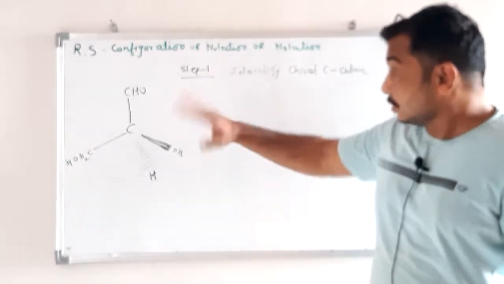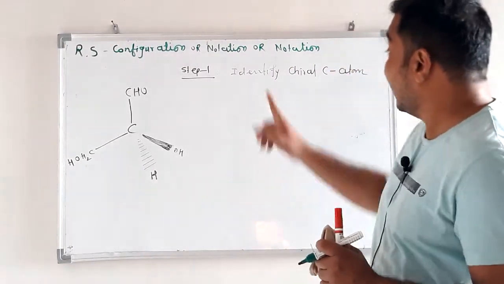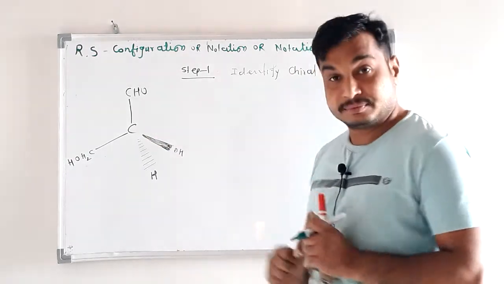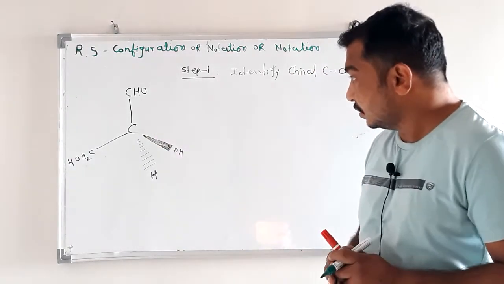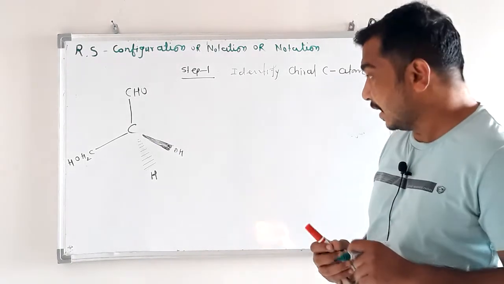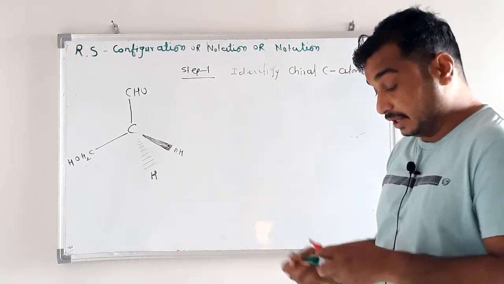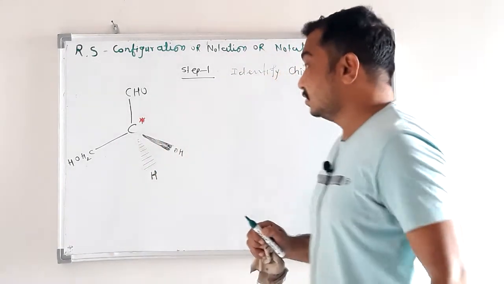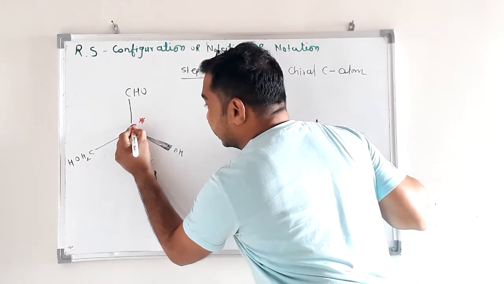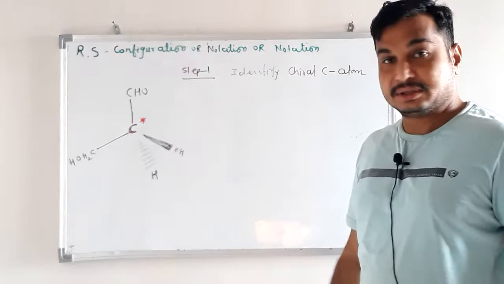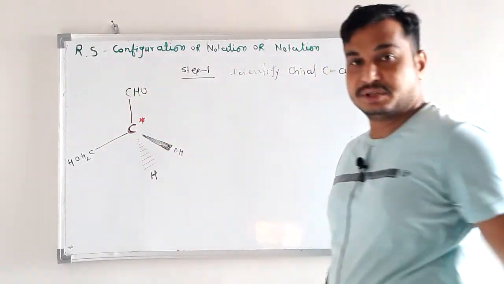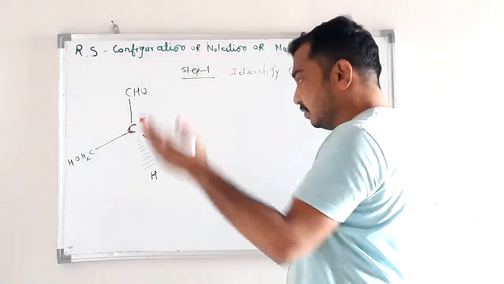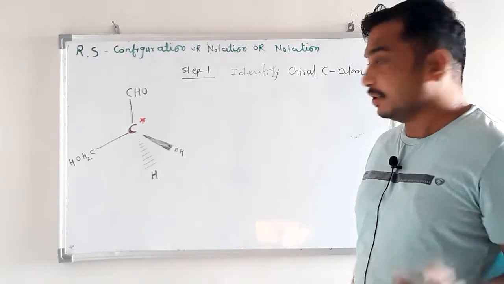Now step 1, what we have to do? Identify chiral carbon atom. So apply step 1. Does this molecule have a chiral carbon atom or not? Yes, this molecule contains a chiral carbon atom. Where is it? This central carbon atom is chiral, because 4 different groups are attached to it and it has stereoisomers, enantiomers. That's why it is chiral. I will explain in the next class what is the meaning of chiral and the remaining part.